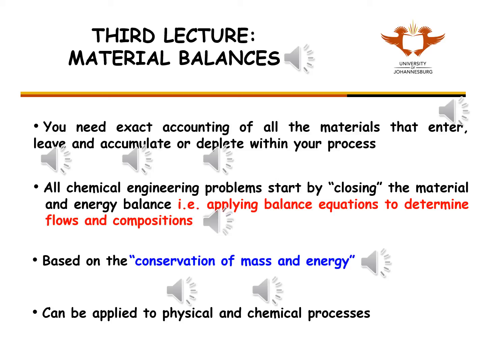An example of a physical process is the separation of two components in a feed stream. The production of ammonia by the reaction of hydrogen and nitrogen gas feed streams would be an example of a chemical process.